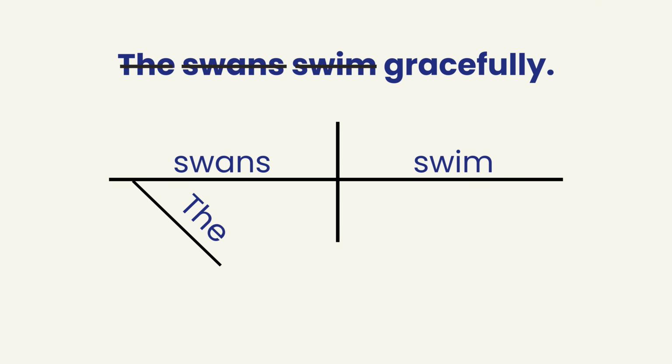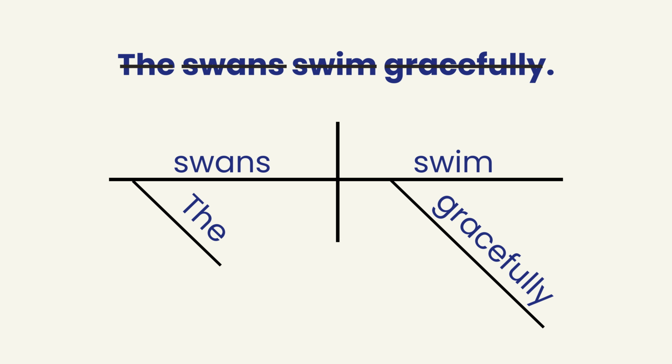How about the adverb gracefully? How did the swans swim? Gracefully. So we will be placing it on a slanted line below the verb swim, which it modifies. So now here's our diagrammed sentence. The swans swim gracefully.